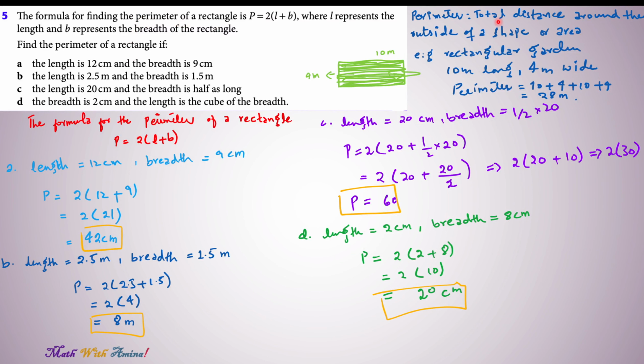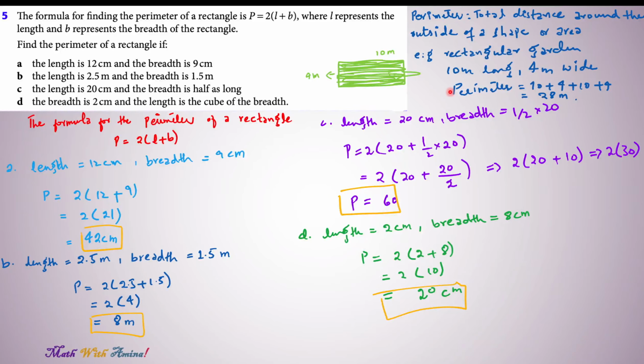Perimeter we define as the total distance around the outside of a shape or area. So the outside distance, total distance of an area outside, that is called the perimeter. For example, if you talk about a rectangular garden, this is a rectangular shaped garden. Let's say it is 10 meter long and 4 meter wide.